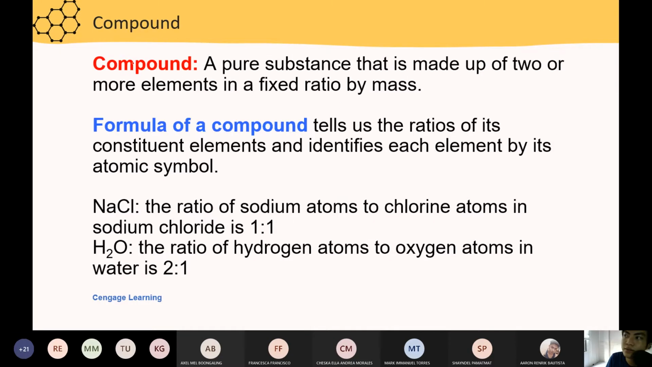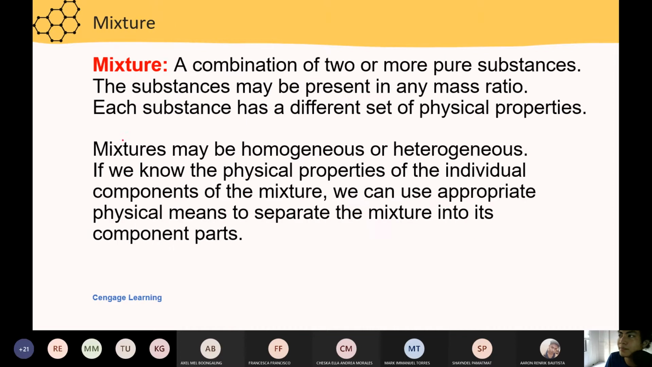And then for compounds, again, take note that when you combine atoms, you form a compound. Our compounds could be ionic or covalent compounds. We will discuss that in chapter 3.